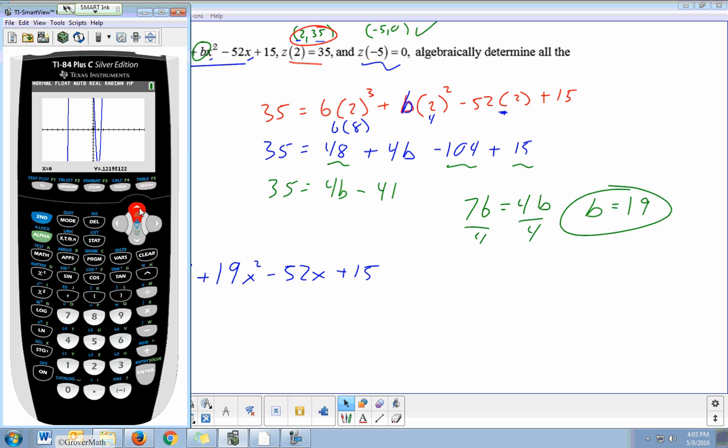So I could take a look at my table to see if I have any y values of 0. And we do get one y value of 0 right there at -5. Again, we knew that, but you could sometimes get it from there.